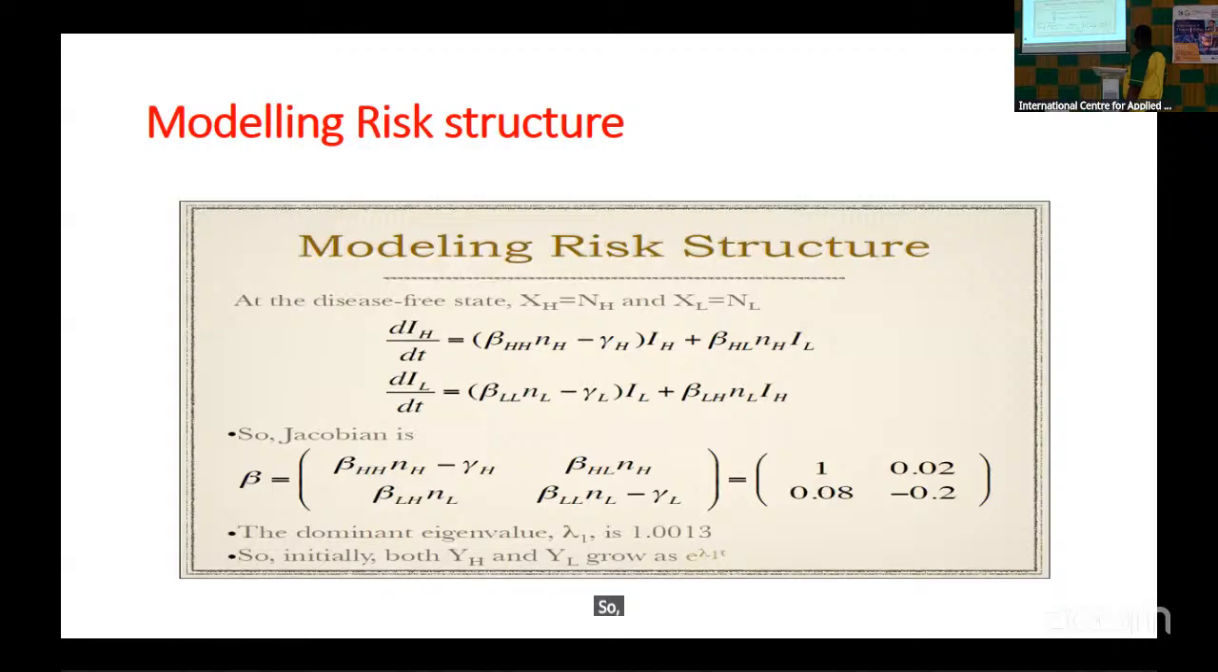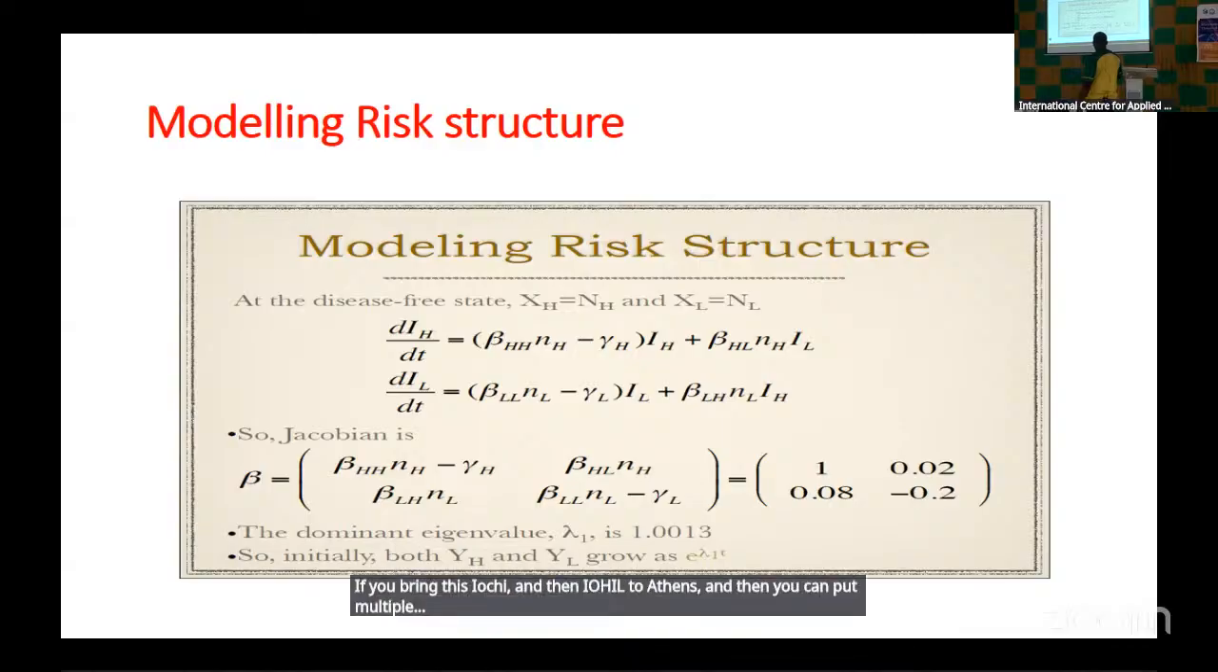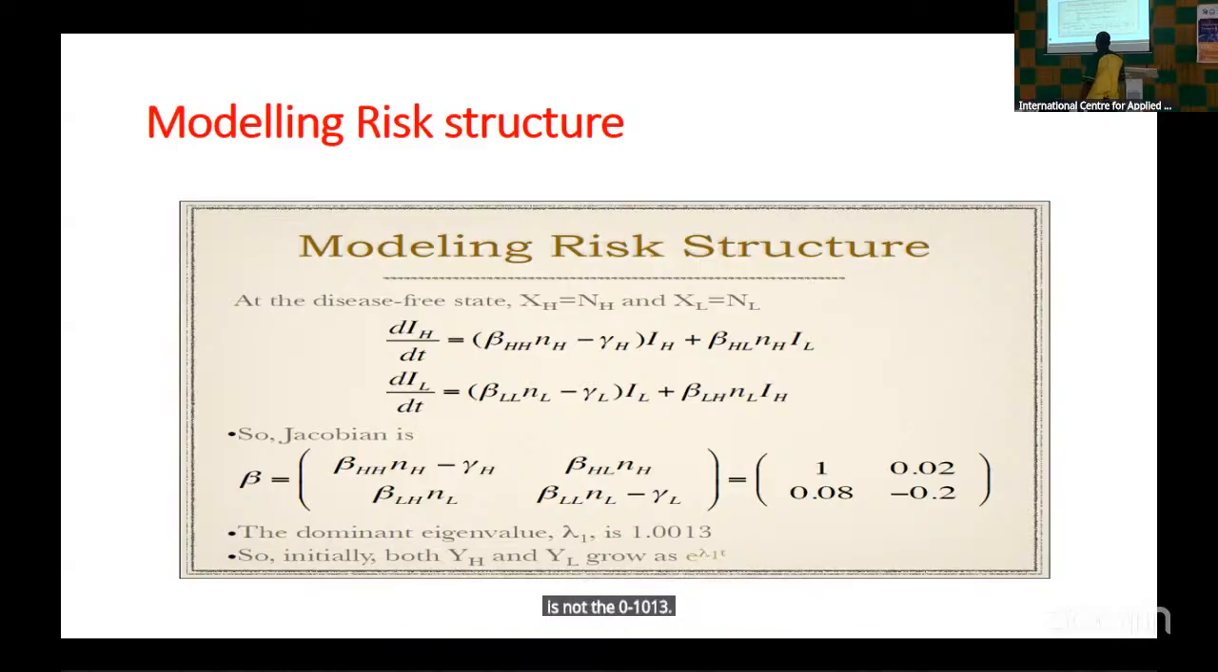So with that, given what we have here, we have a Jacobian. If you bring in IH and IL and multiply, you are going to have that. The dominant eigenvalue, lambda 1, is 1.0013. So initially, both IH and IL grow as e raised to lambda 1 t.